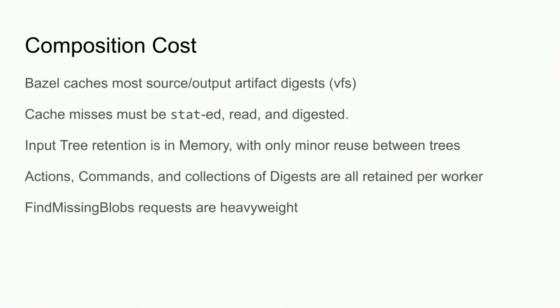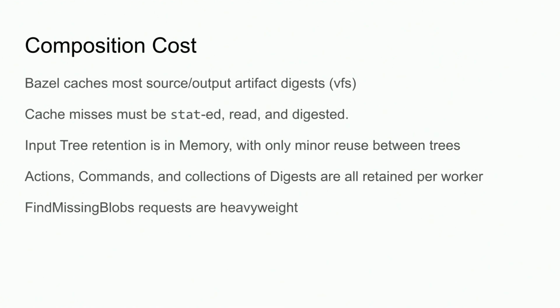The composition cost is influenced by a number of factors. Bazel takes all of the stated source and intermediate output artifacts and has to compose a Merkle tree on behalf of the action to be performed remotely, or even be fetched from the cache. You pay this penalty every single time you execute, whether you are doing a remote execution or a remote cache hit.